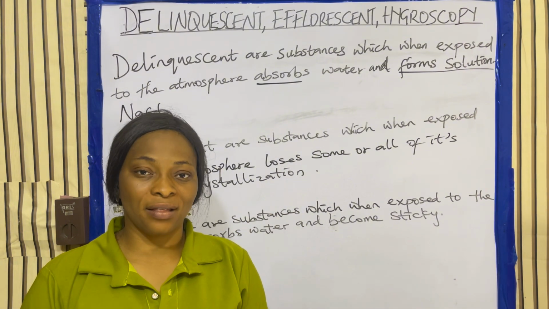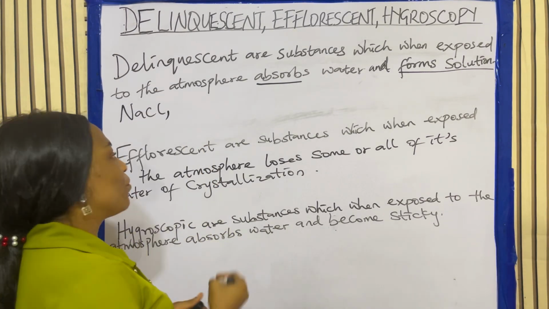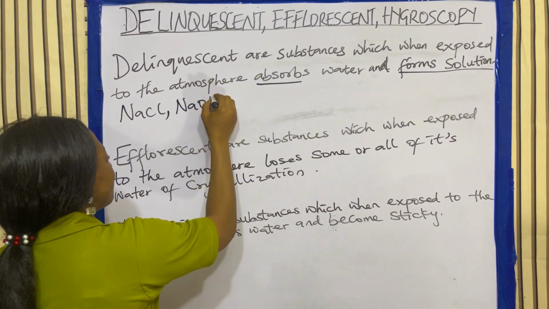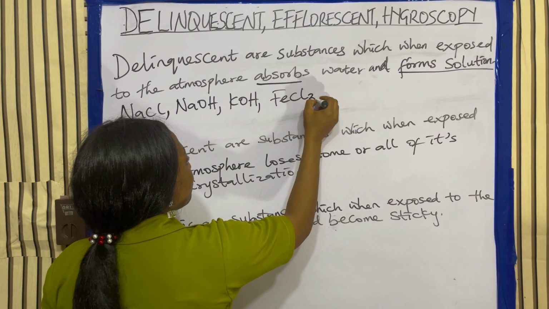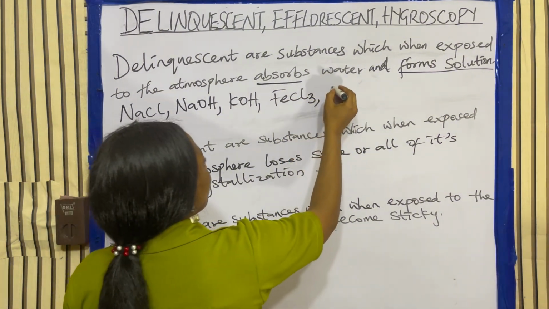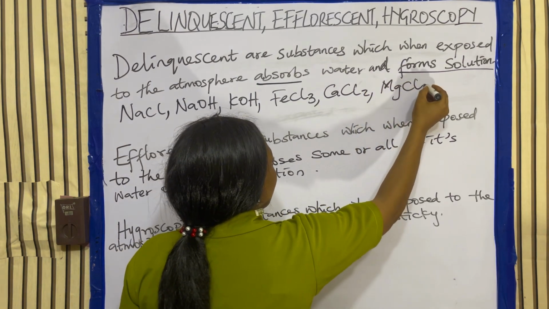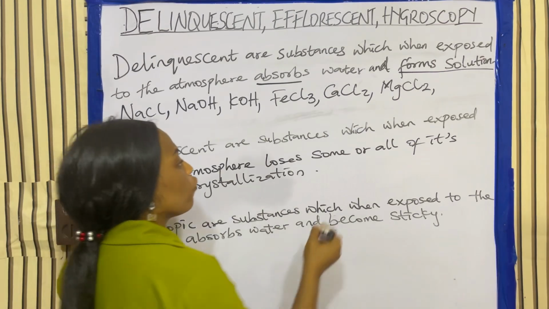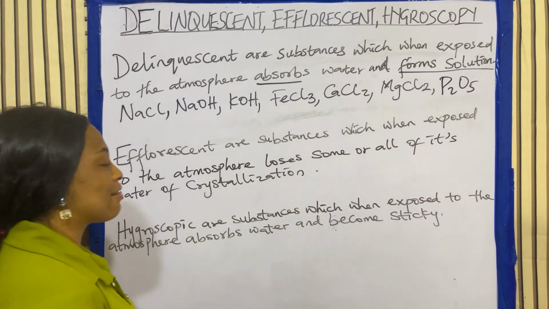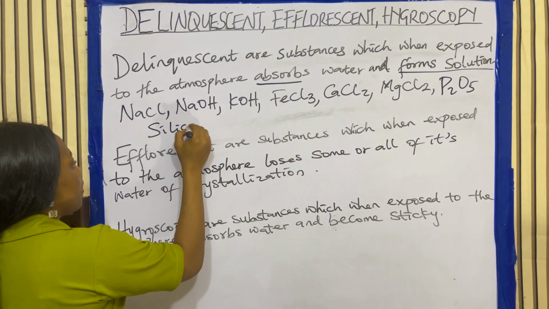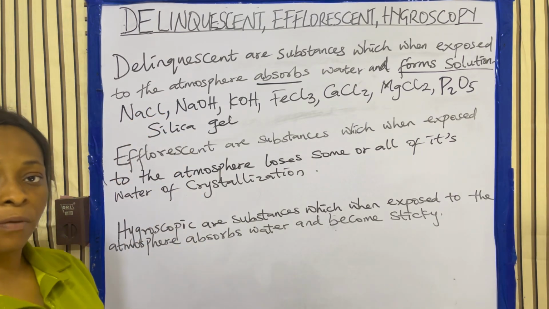It is a deliquescent. Now, other examples of deliquescents include sodium hydroxide, potassium hydroxide, iron(III) chloride, calcium chloride, magnesium chloride, phosphorus(V) oxide, and silica gel. So these are examples of deliquescent substances.